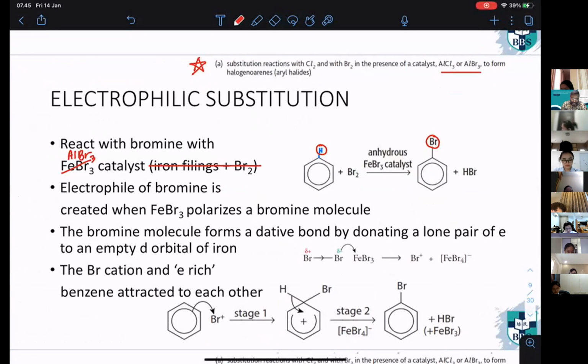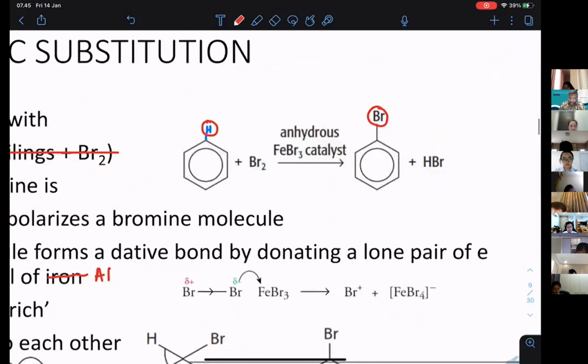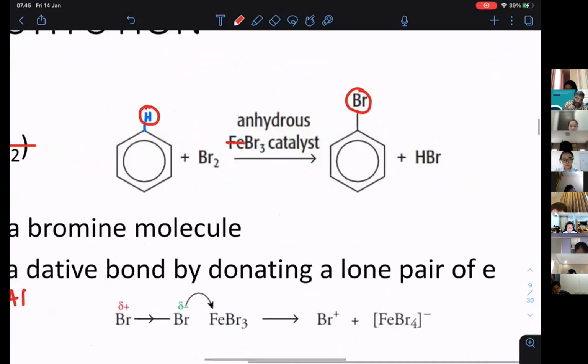The electrophile of bromine is going to be created when what? AlBr3 polarizes a bromine molecule. The bromine molecule forms a dative bond by donating a lone pair of electrons to an empty d orbital of iron. You change it to aluminium. The Br cation and the electron-rich benzene are attracted to each other. So basically we are going to use the AlCl3 catalyst.